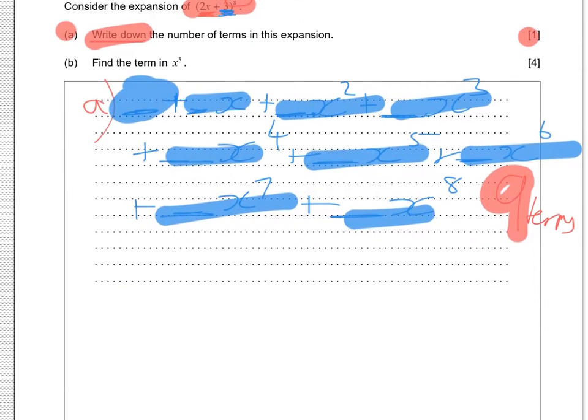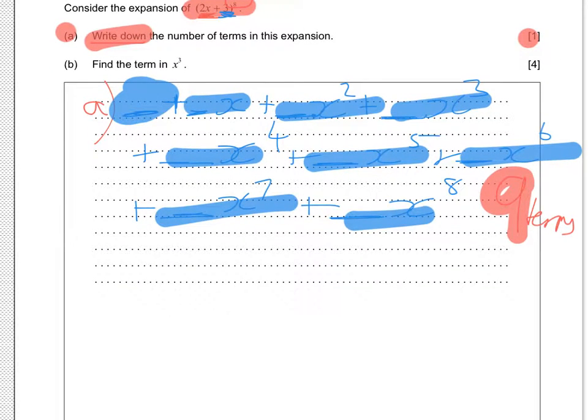Part B is a little bit more work. So we've got (2x + 3)^8, and we want to just find the x cubed term. So I'm going to write dots to represent the fact that I'm missing out a lot of any of the other terms apart from the x cubed term.